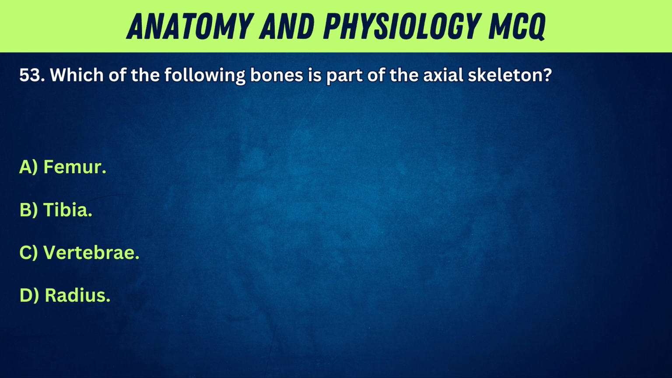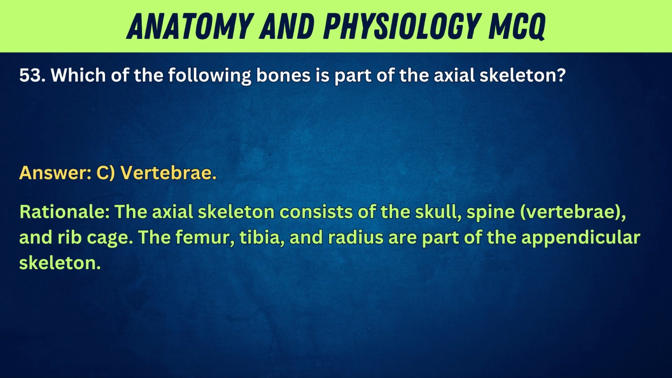A. Femur. B. Tibia. C. Vertebrae. D. Radius. Answer: C. Vertebrae. Rationale: the axial skeleton consists of the skull, spine, vertebrae, and rib cage. The femur, tibia, and radius are part of the appendicular skeleton.